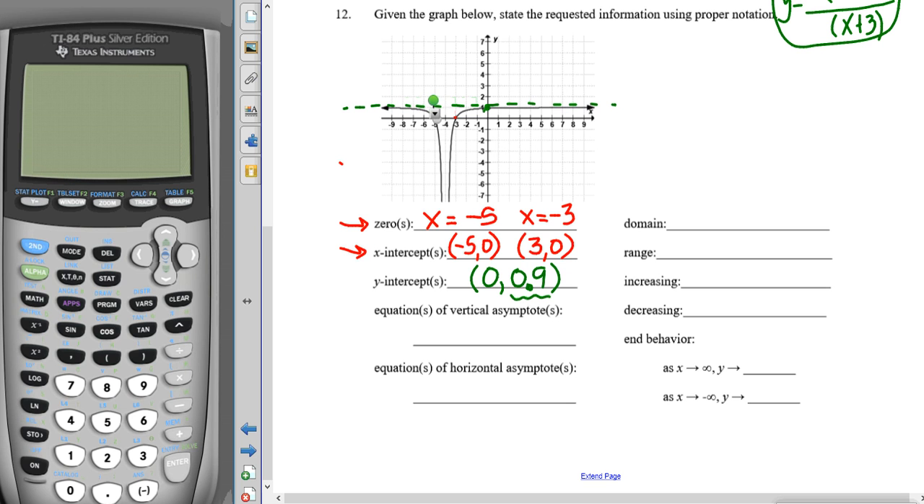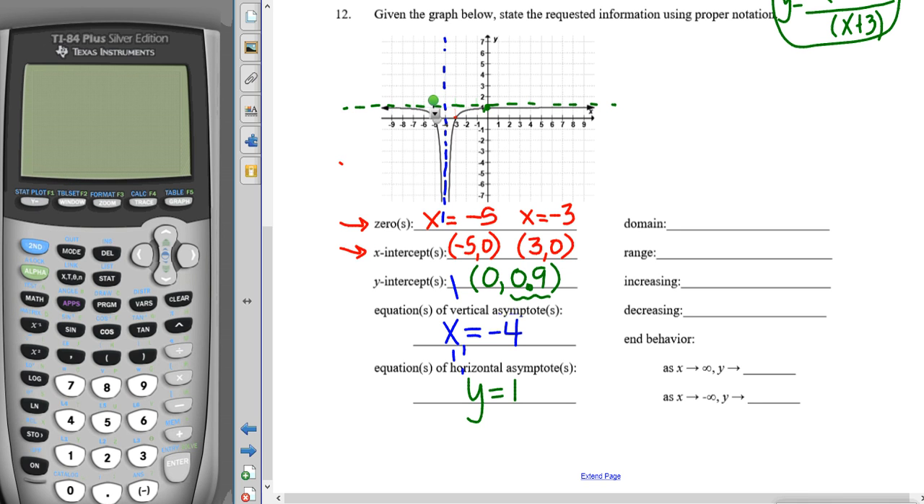All right, my vertical asymptote. Vertical asymptote is going to be right between these two pieces, which is x equals negative 4. Make sure you have an x equals for that. And for your horizontal asymptote, we already put that up here. We said it was y equals 1. Be sure you have a y equals there.